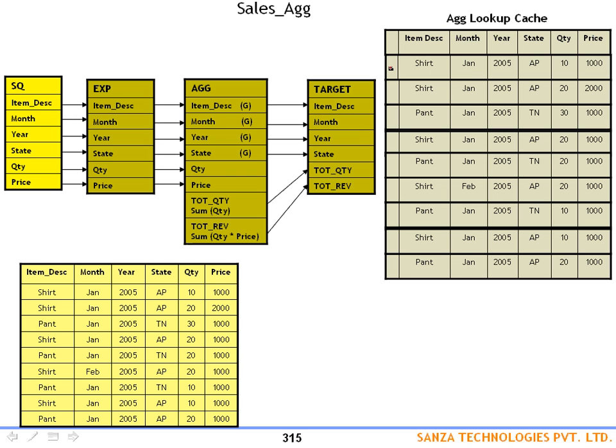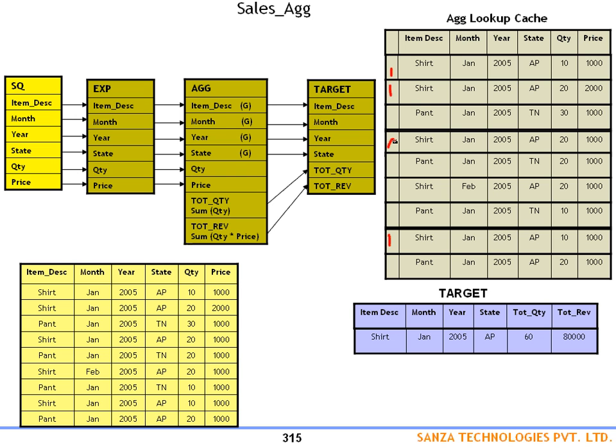First record, it will mark shirt, January 2005, AP. Internally, Informatica processes these records like this: shirt, January 2005, AP; shirt, January 2005, AP. Next record it says pant, no, not the same combination. Shirt, February, not the same combination. Pant, January 2005, not the same combination. Then shirt, January 2005, AP is the same combination. Then it looks at the next record, not the same combination. So it will aggregate shirt, January 2005, AP: 10 plus 20 is 30, plus 20 is 50, plus 10 is 60. It will calculate the sum of quantity and the sum of quantity into price, and release it to the target table.